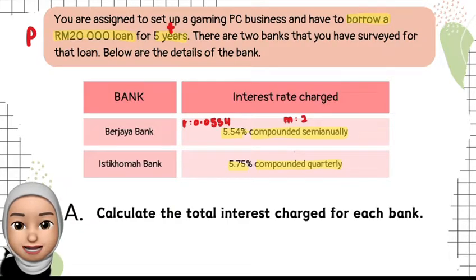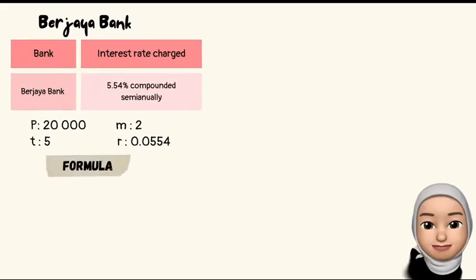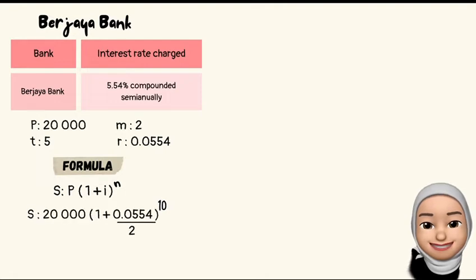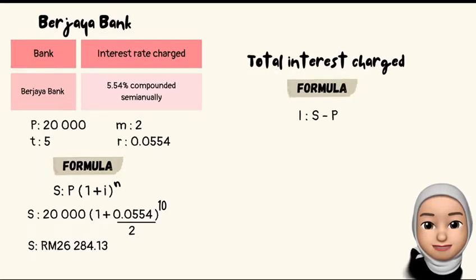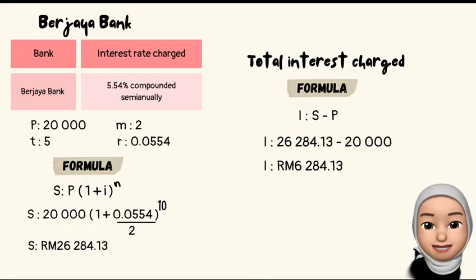After you get all the information, you need to substitute into the formula, which is S equal to P bracket 1 plus i bracket to the power of n. And then you will get the final answer, which is S equal to RM 26,284 and 13 cents. After you get this final answer, you need to substitute into the formula I equal to S minus P, which is the formula to find the total interest charge for Batrisya Bank. And then you will get the final answer, which is I equal to RM 6,284 and 13 cents.